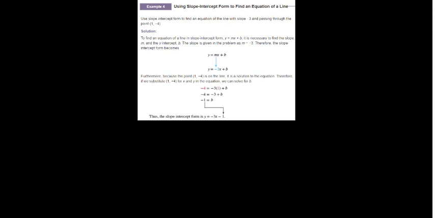All right, so the example reads, use slope-intercept form to find an equation of the line with slope negative 3 and passing through the point 1, negative 4. So we start off with our slope-intercept form. We are given the slope, so we plug in negative 3 for m, and we see that here. We're also given the point 1, negative 4. So 1 is the x value and negative 4 is the y value, and that's what you plug in down here.